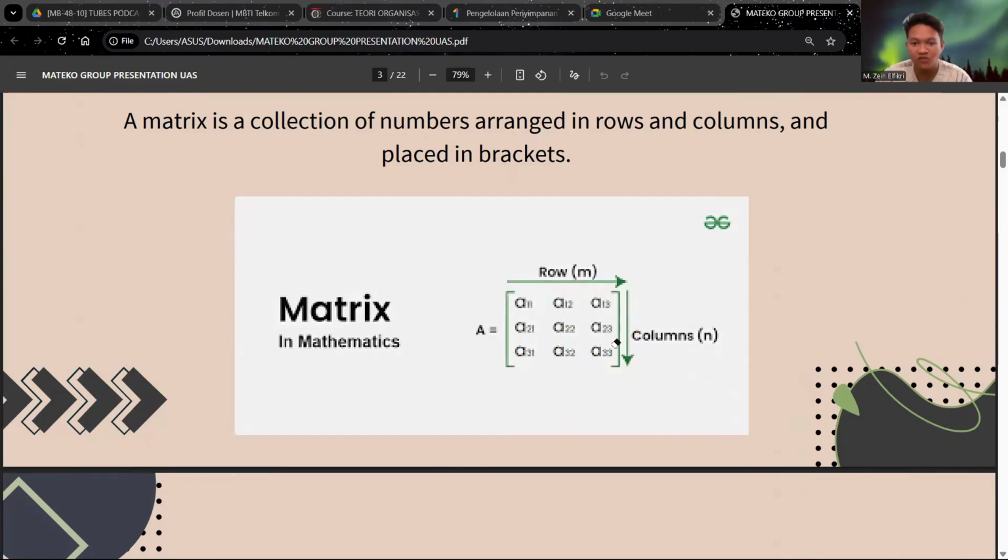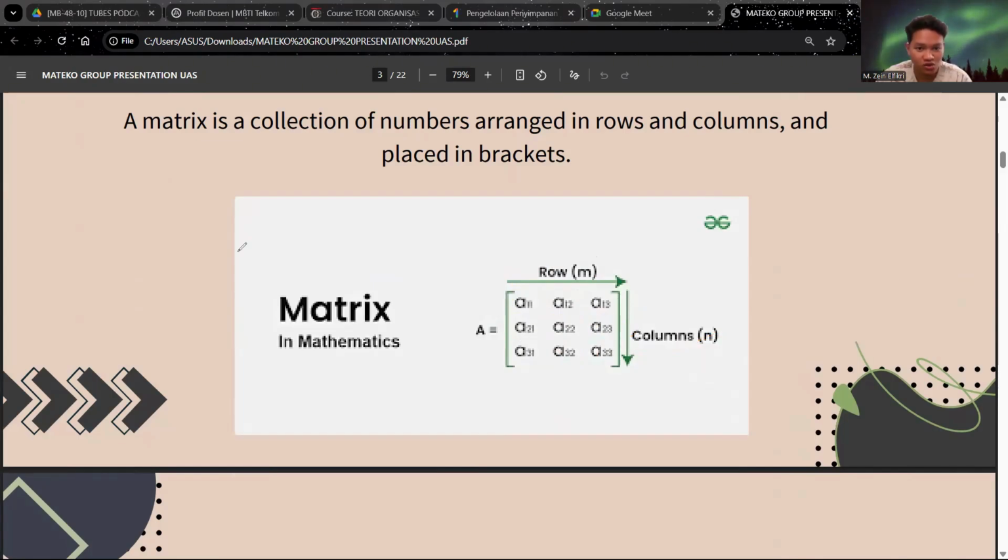And what is the meaning of the columns here? The column is the direction to the bottom: A11, A21, A31. So this is the column. And also A12, A22, A32, we call this a column. And the last one, A13, A23, A33, we also call this a column.